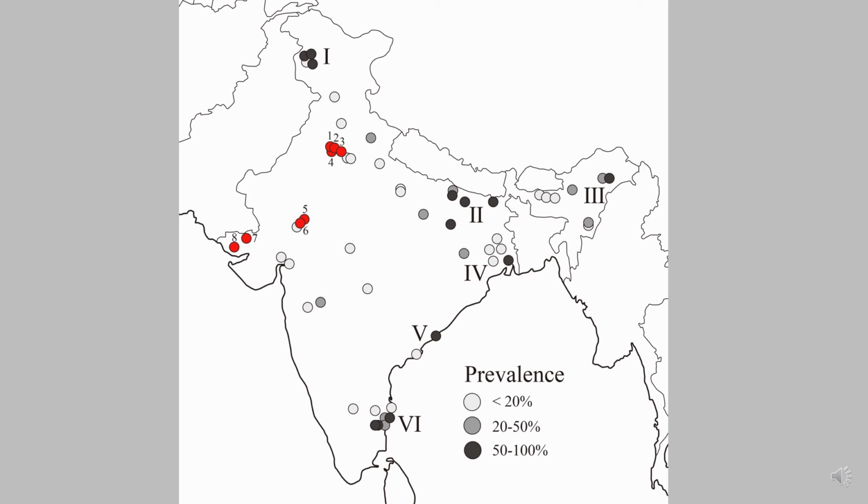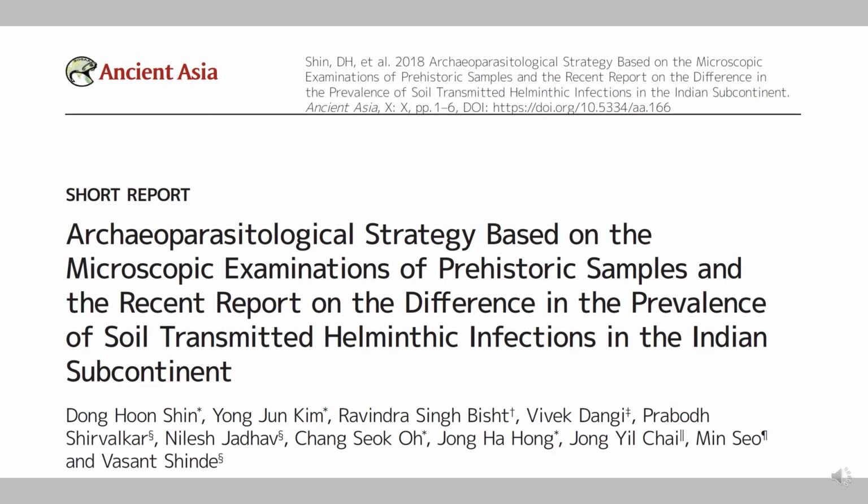Since the modern parasite infection rate in Bihar, Tamil Nadu, Jammu and Kashmir, Assam, West Bengal, and Andhra Pradesh is higher than other states in India, future archaeoparasitological studies should be done more intensely on ancient specimens from those provinces. This study was also published in Ancient Asia.